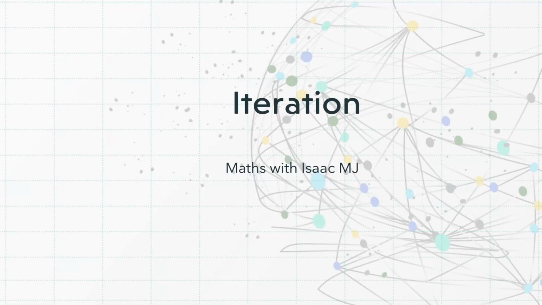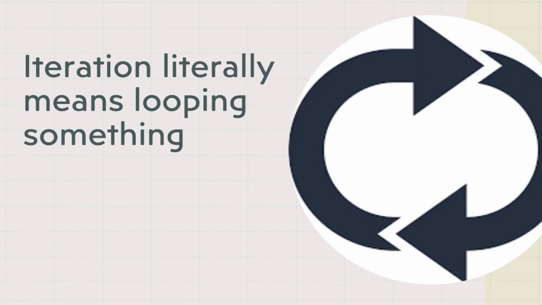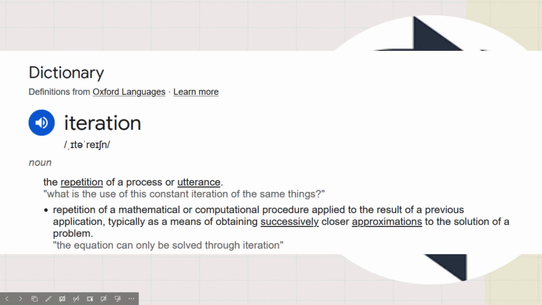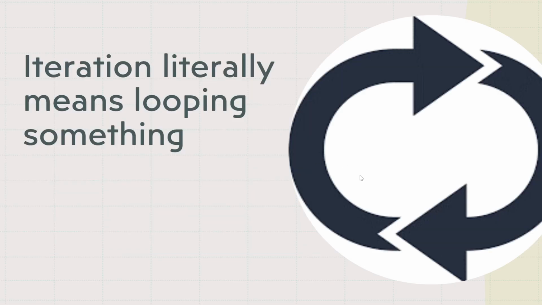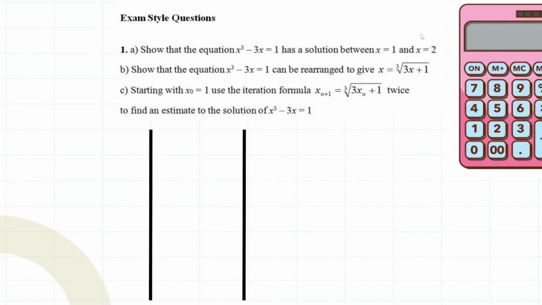Hi guys, today we're going to be learning about iteration, so I will just get right into it. Iteration literally just means looping something, so that will be helpful if you're aware of this. I'm just going to be going over a question right here. There's a calculator here, but you'll see what that is in a second.